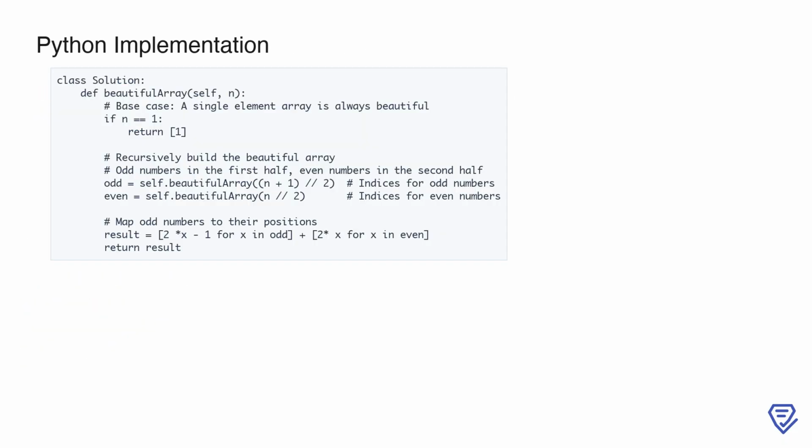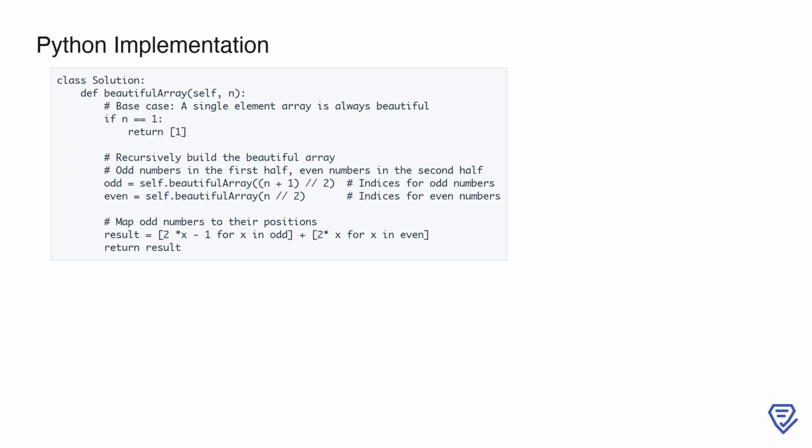This Python solution uses a recursive divide-and-conquer approach to construct a beautiful array for the given integer n. The algorithm leverages the key insight that we can separate the problem into two independent subproblems, one for odd indices and one for even indices. The beautiful array function begins with a base case. When n equals 1, the array [1] is already beautiful.